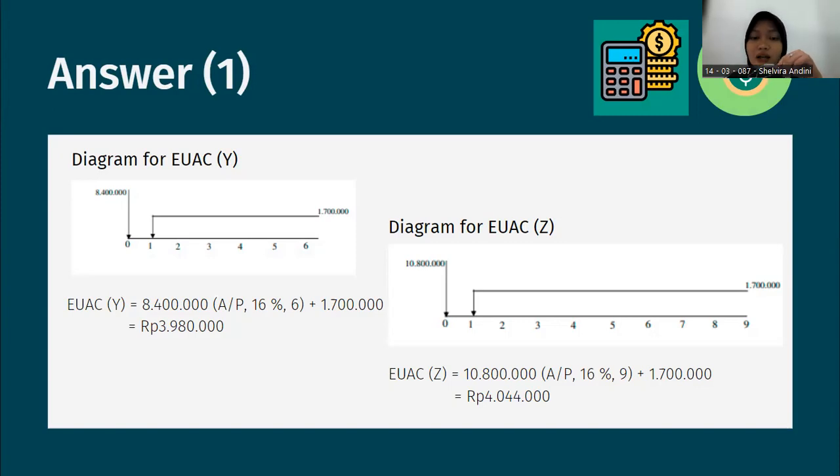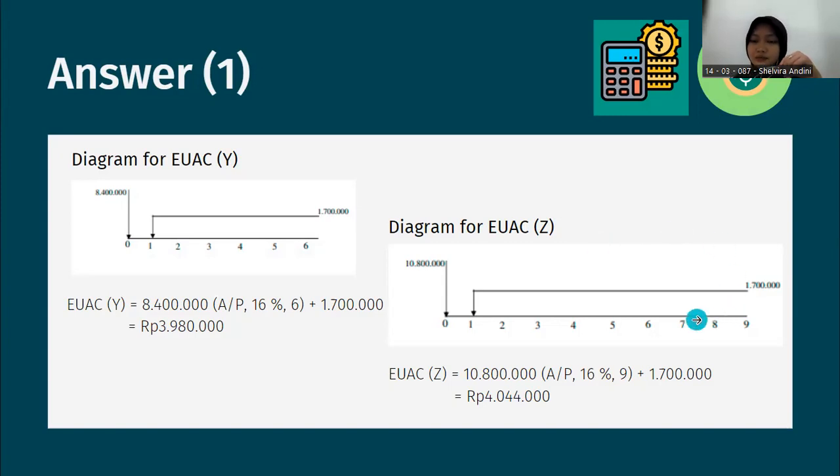While in EUAC Z, we can see the settlement is 8,400,000 as the cost of Y. I'm sorry, the cost of Z, I mean 10,800,000 multiplied by A per P, 16%, 9, plus 1,700,000 as operating cost. And the final result of this EUAC is 4,044,000.